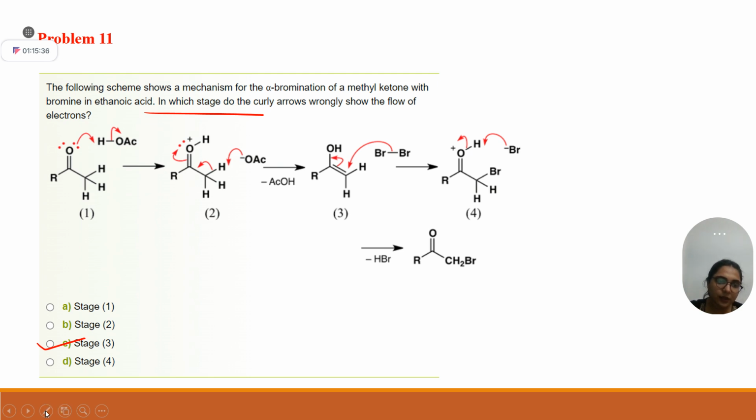Let's have one look at the other stages also. Here it is correct. Electrons are taking H plus and OAc will take OAc minus. Good. This is correct. Here also this anion is going to take this proton and this carbonyl will have negative charge. It is also correct. Here also it is correct. Negative charge is taking your H plus, so that this oxygen becomes neutral, right, and will form this alpha bromination product.